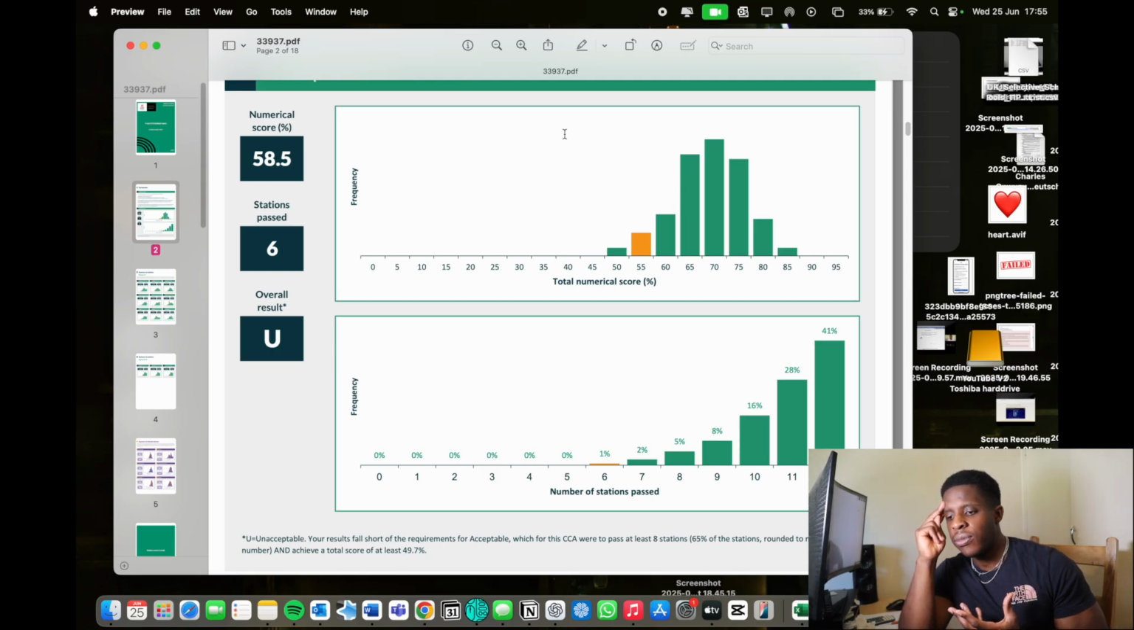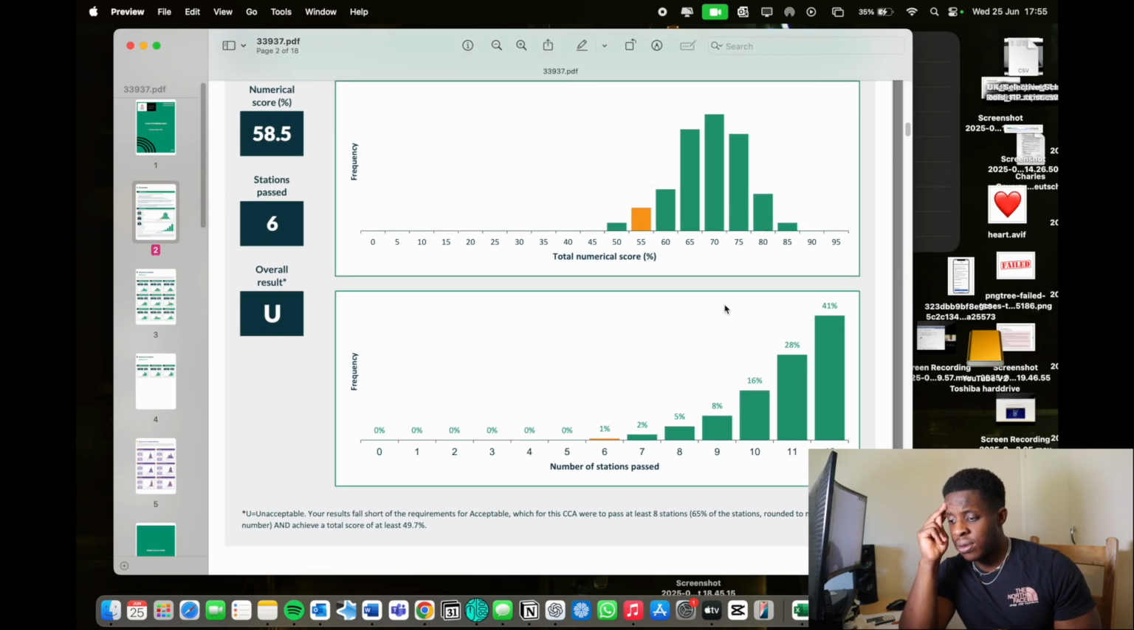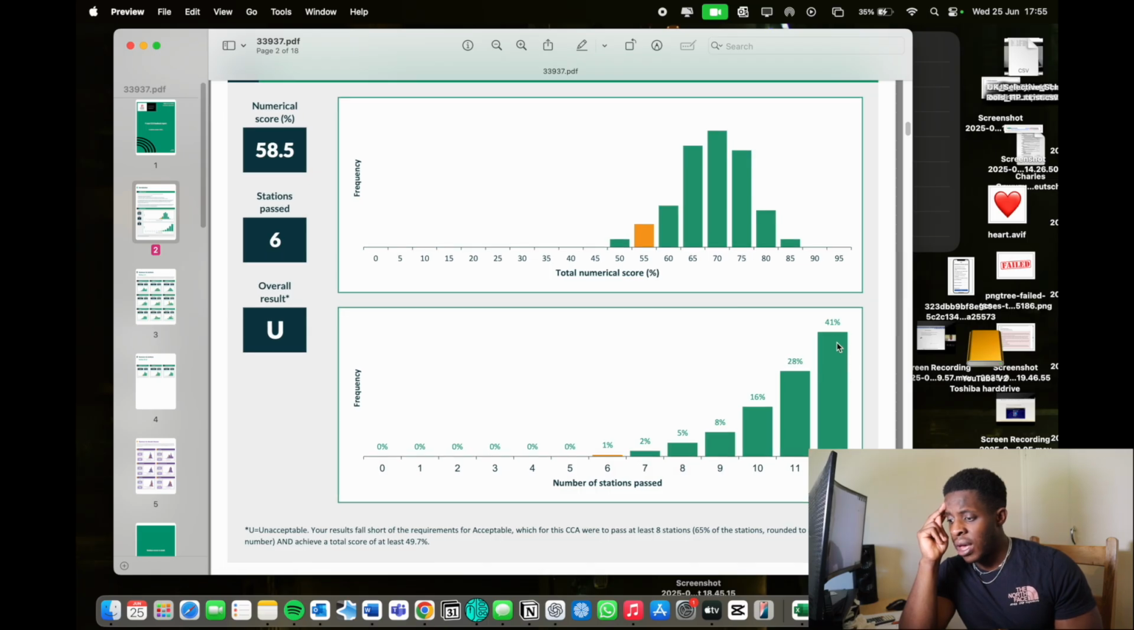Okay, so if we can look through here already, we can see my score over here, 58.5, the number of stations passed. You need 8 to pass, and also the results. And you see, the year actually did really well. Looking at the score, most people, just under half, got 12 stations. Over half, 41 plus 28, they got over.